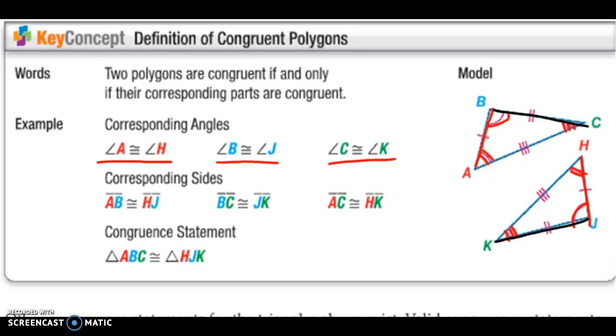And then AC is congruent to HK. And they have to be labeled that way because you'll see right here that A has to correspond with H, B has to correspond with J, and C has to correspond with K. They have to correspond with each other. They have to line up.